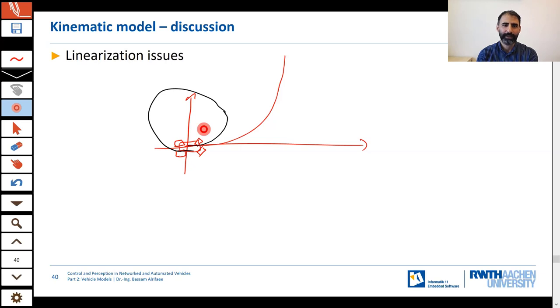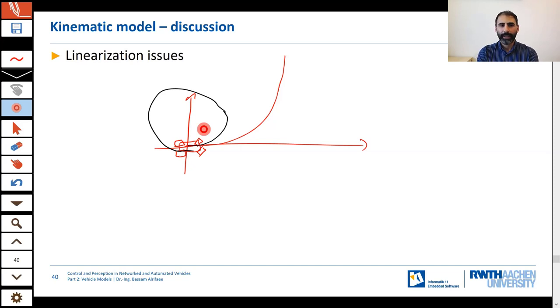Using the nonlinear model, the vehicle can drive a perfect circle. So just put the vehicle at some point, tell the vehicle to drive with a certain velocity and certain steering angle, and the vehicle would drive a perfect circle. Of course, in simulations, because we are speaking here about a model. We are not speaking about the real vehicle. We are speaking about the model of the vehicle.